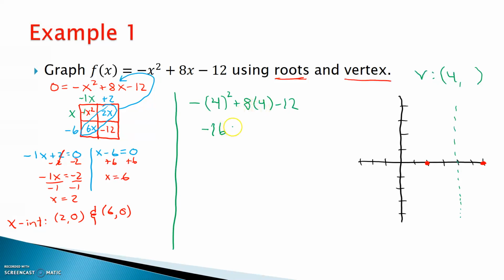What is 8 times 4? That's 32. Let me bring down the minus 12. What's 32 and a minus 16? That's just 16. Well, 16 minus 12 is going to give me just 4. So when I plugged in 4 into my function, my output was also 4. So where's my vertex going to be sitting? It's going to be 4, comma 4. So I go right 4 to my axis of symmetry, and I go up 4. And I place my vertex way up here.